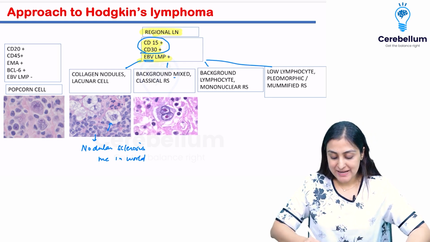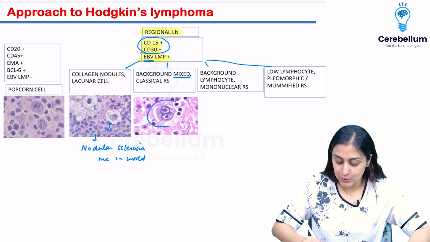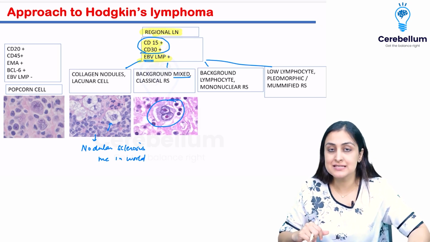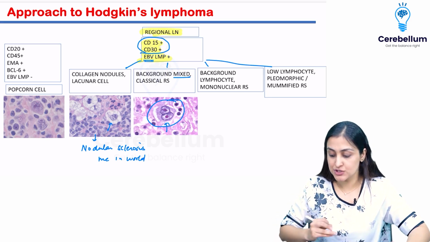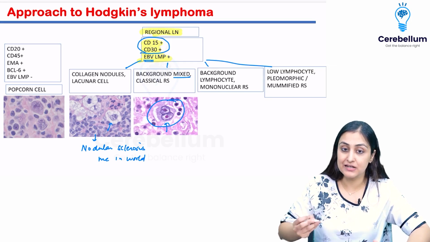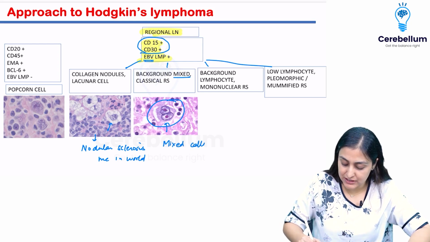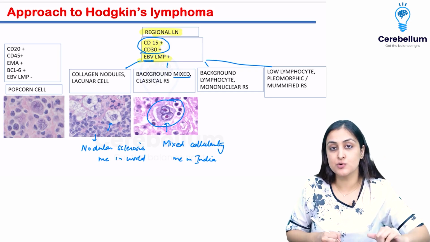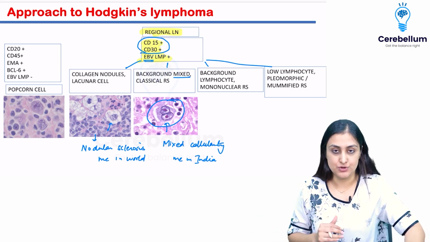If they tell you it's a mixed background, there are no collagen nodules, and what you see is the classic owl-eye appearance, right? We've talked about this in CMV as well. CMV also has this owl-eye appearance, but it's basophilic. Here, the cell is eosinophilic. So this is what is very important. So when the background is mixed with a classical RS, this is the mixed cellularity variant of Hodgkin's lymphoma, and this is the most common type in India. Right, so in our country, this is the most common type. You can remember we have a mixed population, so mixed cellularity, most common.